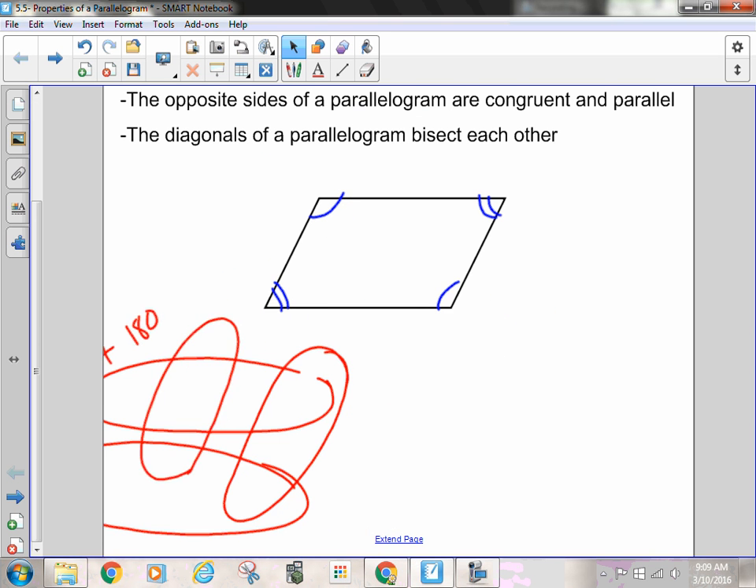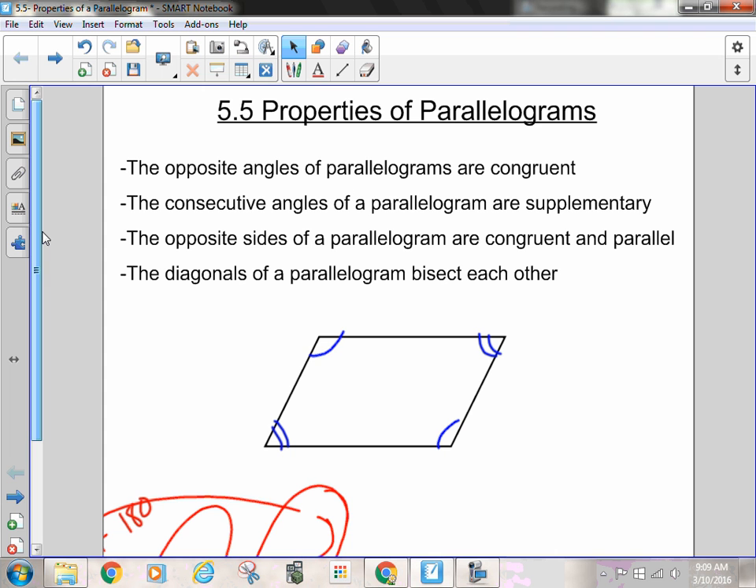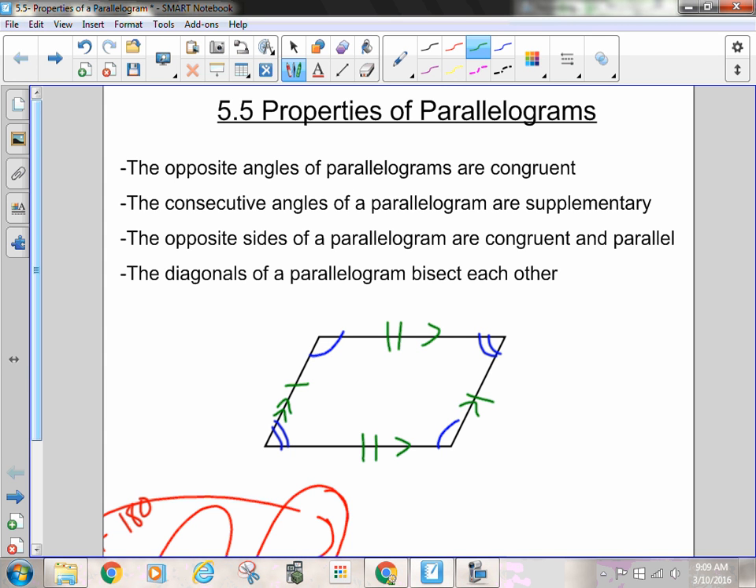All right, I'm just going to move these out of the way. Then, opposite sides of a parallelogram are congruent and parallel. So these are congruent. These two are congruent, but these are also parallel. And these two are parallel.